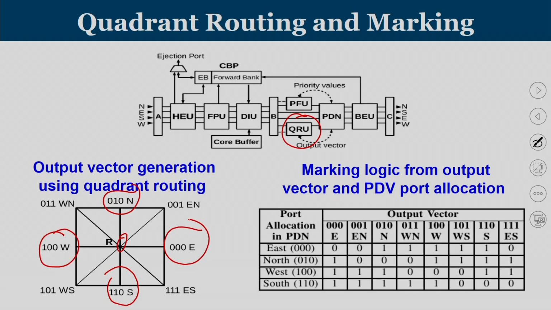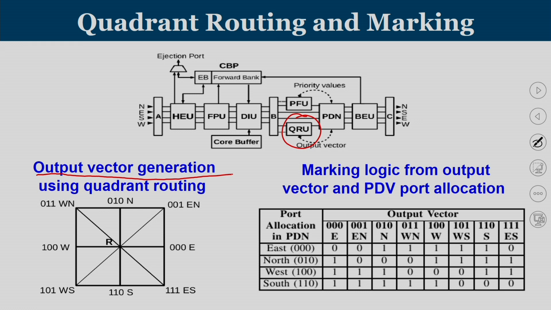These are the potential directions that are shown here. Based upon the relative position of the destination router with respect to the current router, a 3-bit output vector is generated. This 3-bit output vector, that you see, is what makes this routing known as quadrant routing. So the output vector is generated.